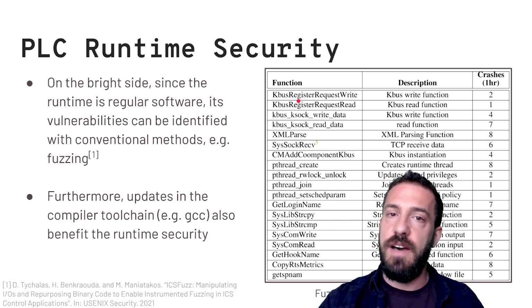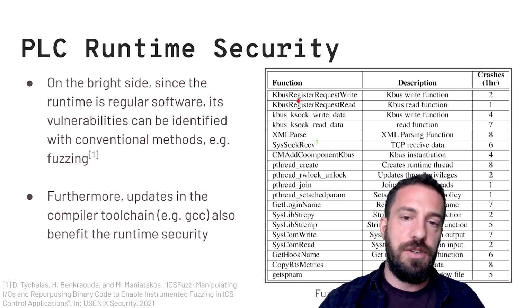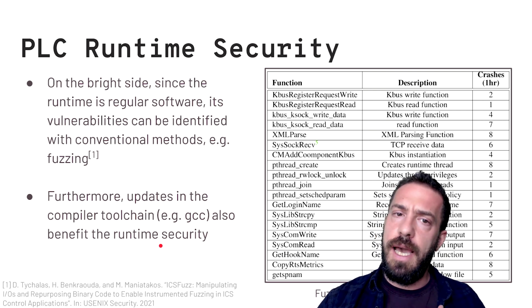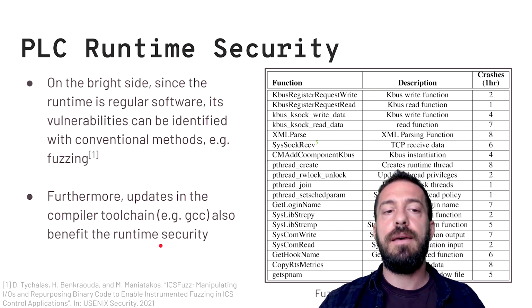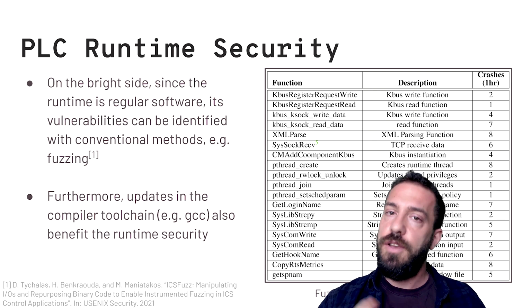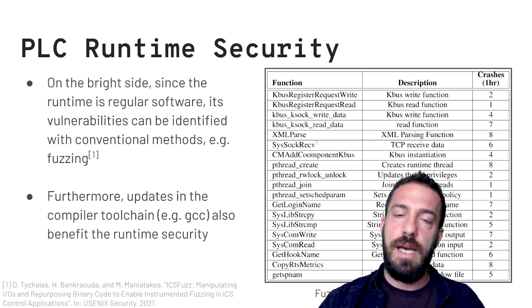So by fuzzing the functions, you can find vulnerabilities and you can fix them in the next version of your runtime. So that's the good side of the PLC runtime being regular software. You can use regular software methods to enhance its security.